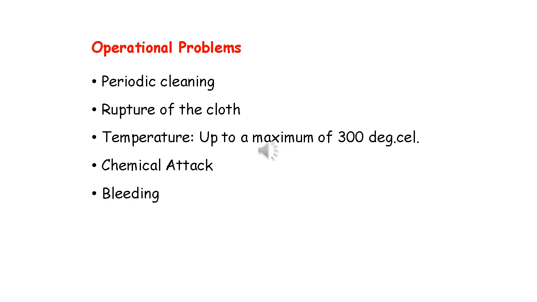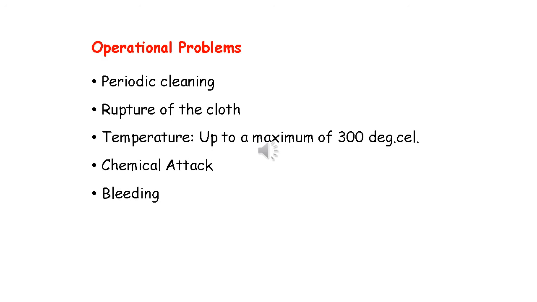Next one is rupture of cloth, which results from shaking. It is often difficult to locate ruptures. When they are found, the replacement time is often considerable. Then the next one is the temperature problem. The fabric filter will not perform properly if a gross temperature overload occurs. So we can say that if the temperature is less than 300 degrees Celsius, that is a suitable temperature.